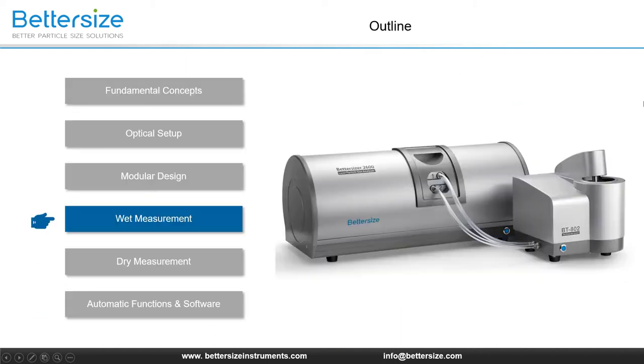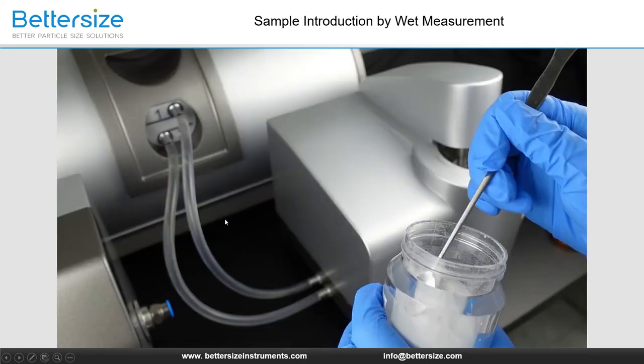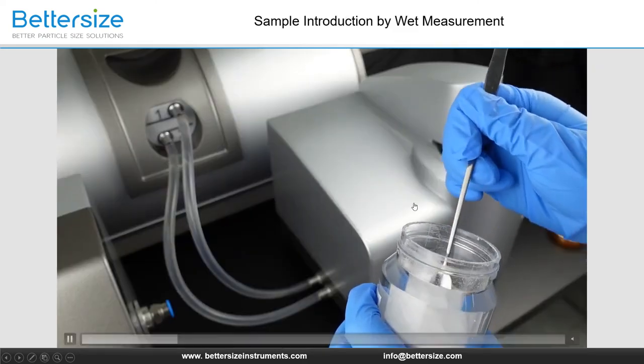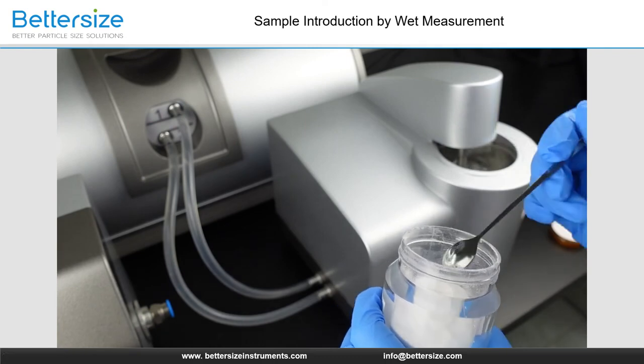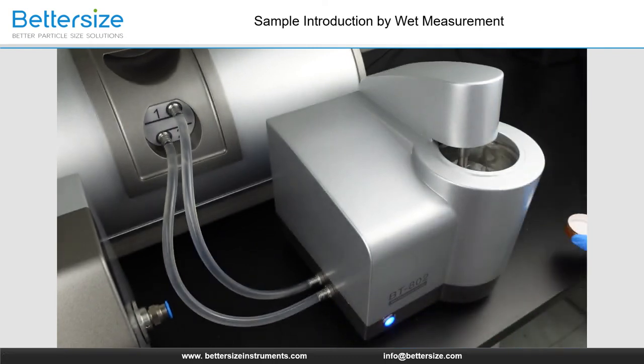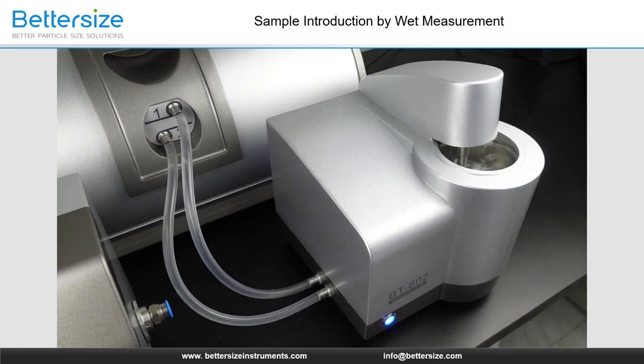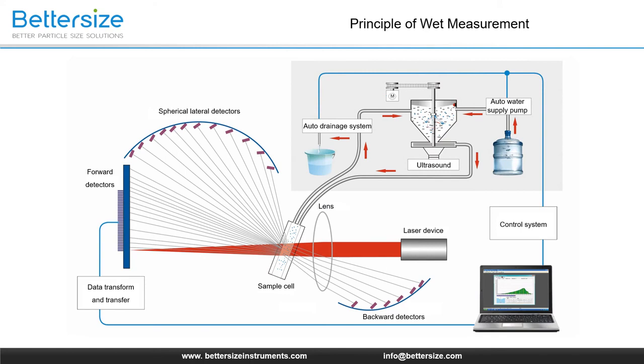Now, I'm going to explain how the Bettersizer 2600 completes a wet measurement and some important notes that you should know. When performing a wet measurement, the first step is to introduce the sample into the dispersion module. Add a small amount of sample a few times by yourself, and the analyzer will take over the rest of the work.